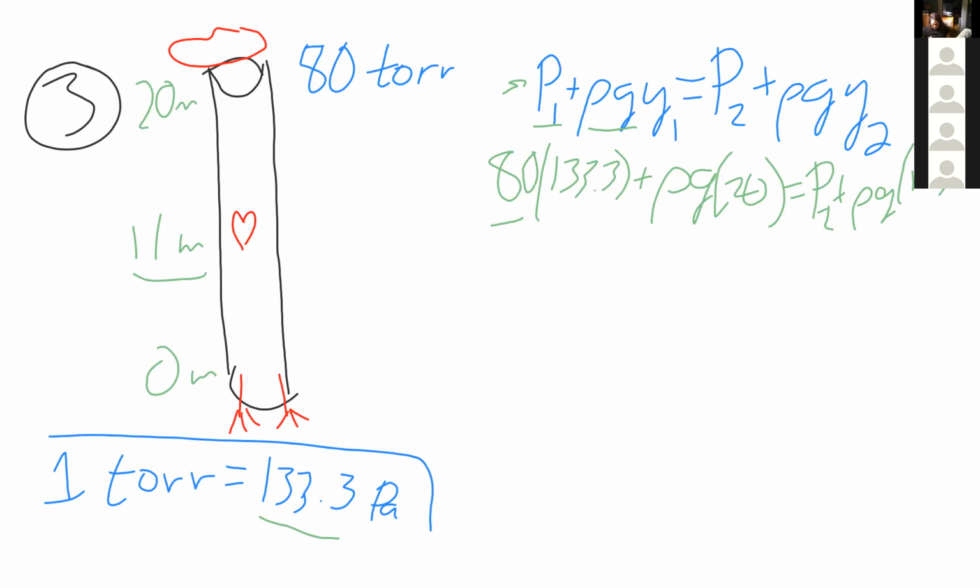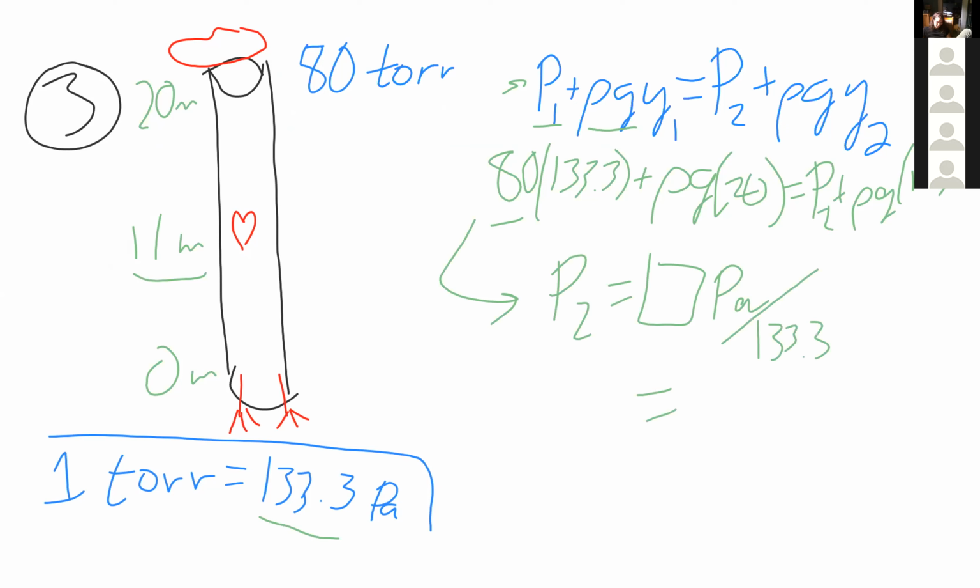And plug in your rho, plug in your g, excuse me, and solve. And as I mentioned, you'll get a P2, some number in pascals, and then you need to divide that number by 133.3 to get your answer in torr.